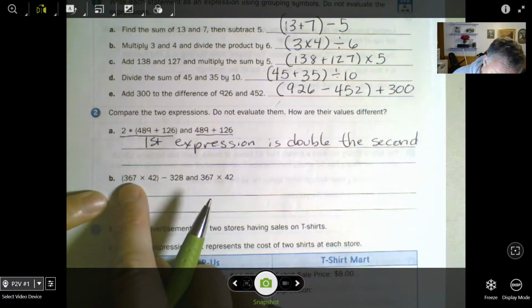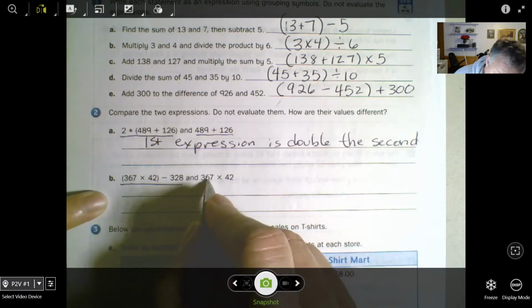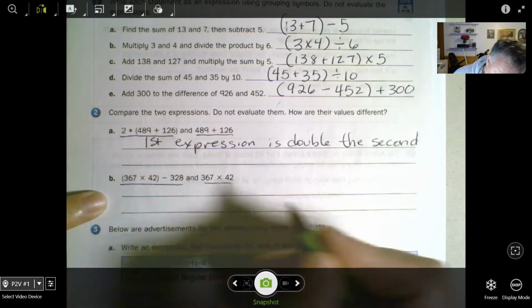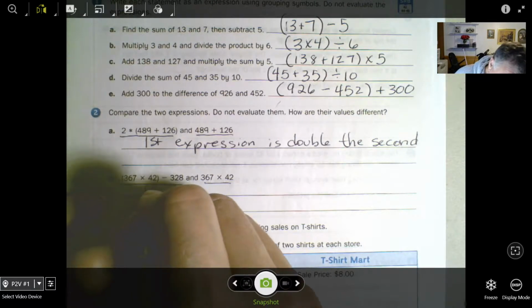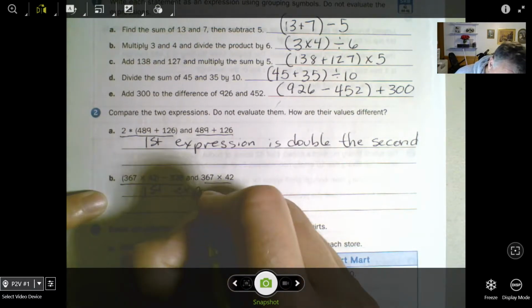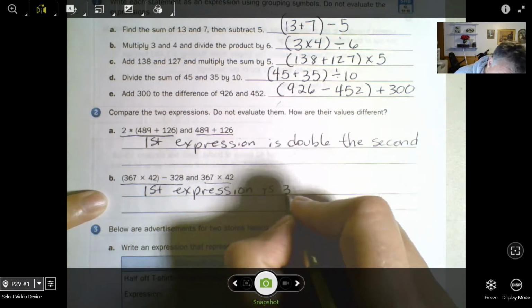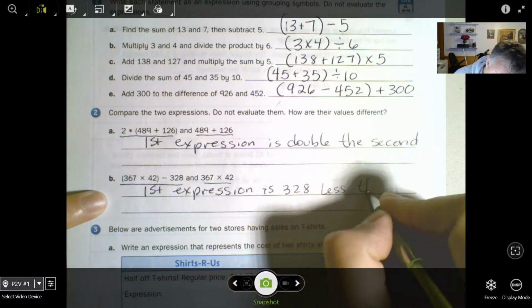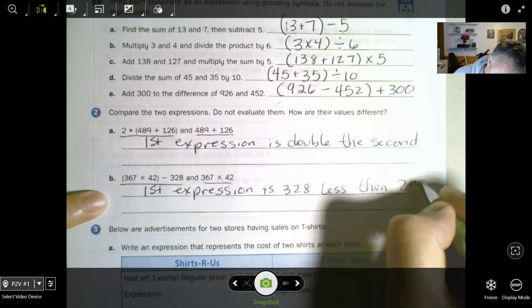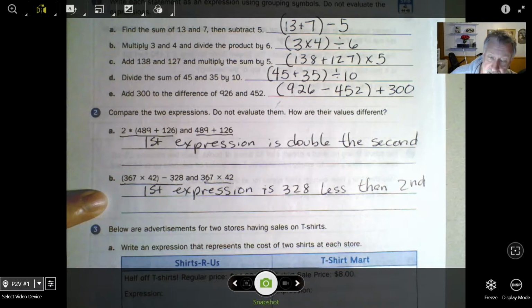And letter B, 367 times 42 minus 328 and 367 times 42. And the difference is the first expression is 328 less than the second. And again, the reason I know that, taking my same expression in both cases, but in this case I'm adding the fact that I'm subtracting 328.